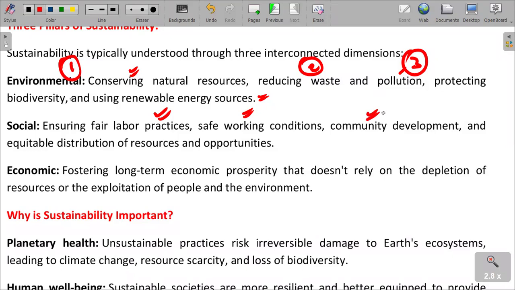Community development has to do with empowerment of our citizens. So now, therefore, an equitable distribution of resources and opportunities. Opportunities must not be concentrated in the hands of the elites alone. We are talking about fairness in terms of economic equity, in terms of the improvement of lives of people within a nation. So now, this has to do with social justice. This has to do with social sustainability.